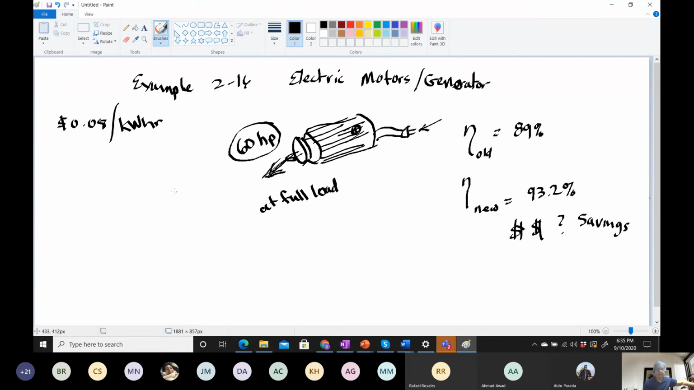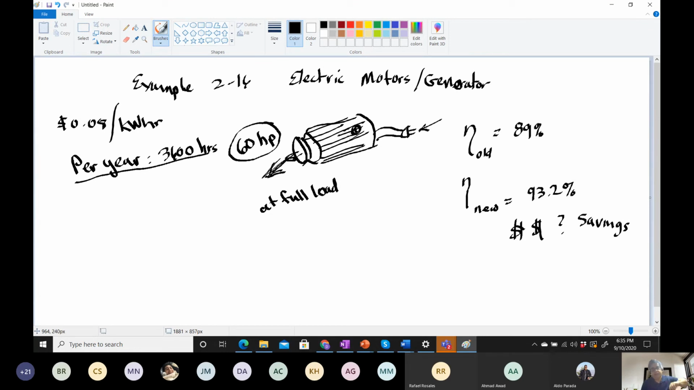So how much are we going to save? Well, it depends on how many hours. We're looking at this per year. You're going to use this motor 3,600 hours per year. That's how much we're going to use this motor. I don't know how many hours are in a year total, but it's not 3,600. It's something less than that. But your boss says, okay, we're going to run this motor about 3,600 hours per year. So how much do we save if we swap motors?